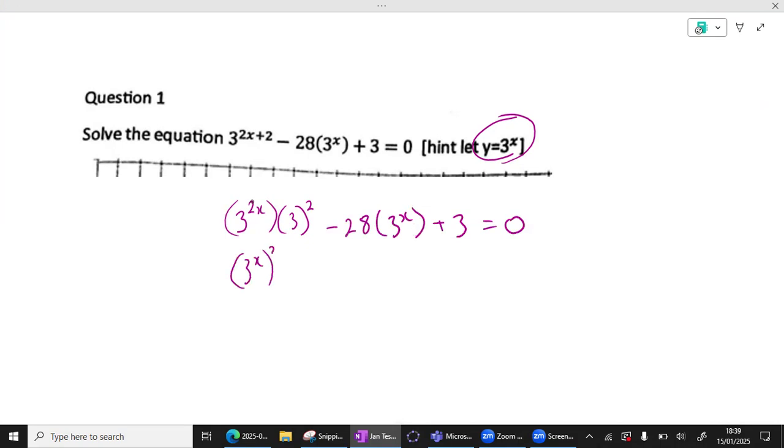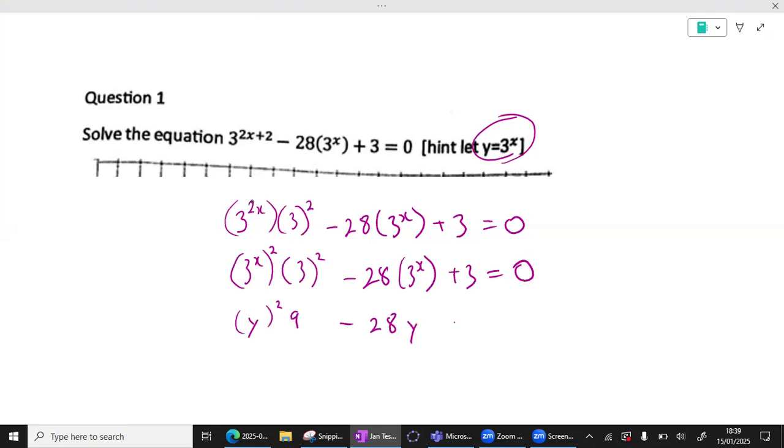And again, I back out. So again, I'm just kind of deconstructing it back into the most simple form, which is 3 to the power of x. Now, 3 to the power of x is y. So that's going to be y squared. 3 squared is 9. Minus 28. Again, I'm going to replace 3 to the power of x with y plus 3. So what I end up with is a quadratic in y.